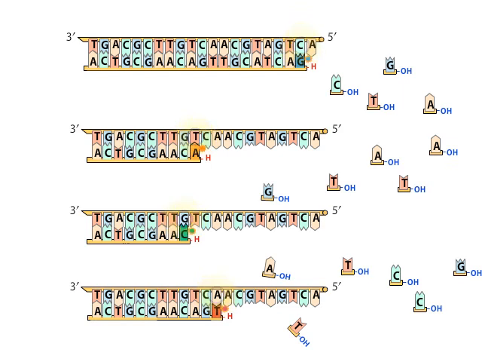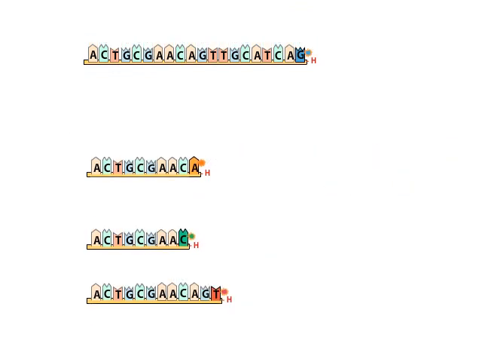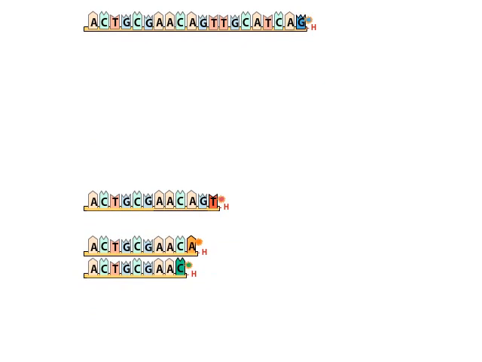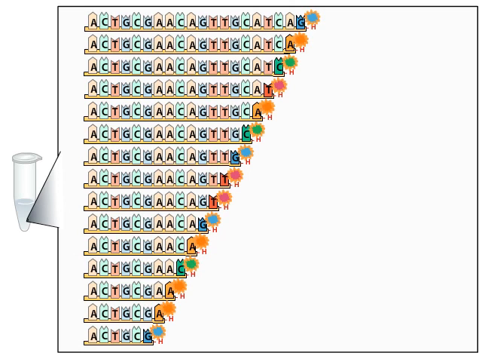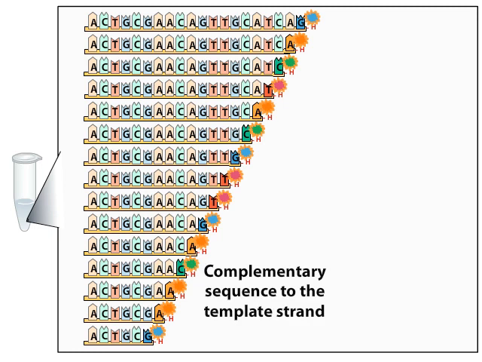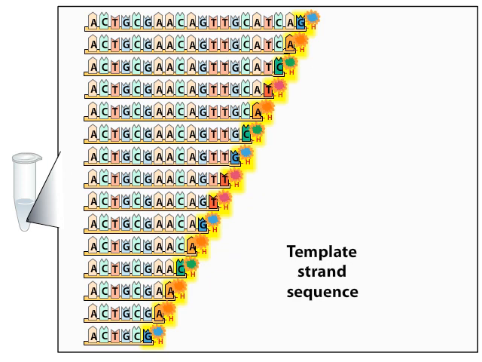The four newly synthesized strands shown here would be only a small portion of the strands synthesized in the entire reaction mixture. The last incorporated nucleotides in these fragments provide the complementary sequence to the template DNA strand. This complementary sequence is GAA, CAG, TTG, CAT, CAG. And therefore, the template strand consists of the sequence CTG, ATG, CAA, CTG, TTC.